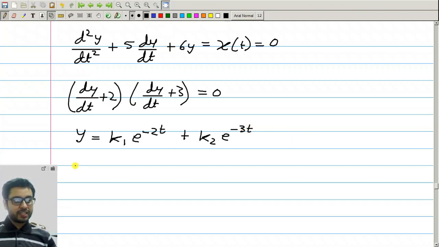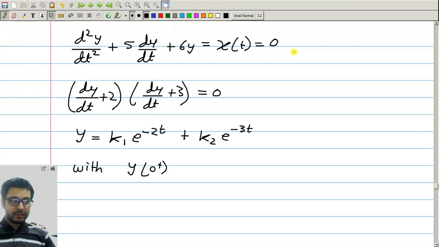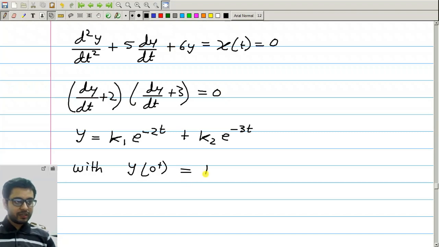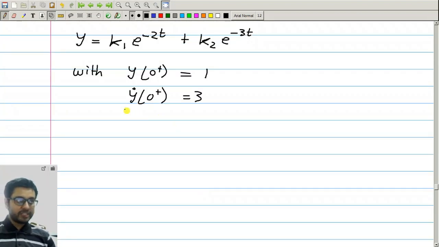with the initial condition that y(0 plus), that means at the beginning of this particular interval we are considering, at the beginning the value of y is 1 and y dot is 3. Now you know how to proceed.